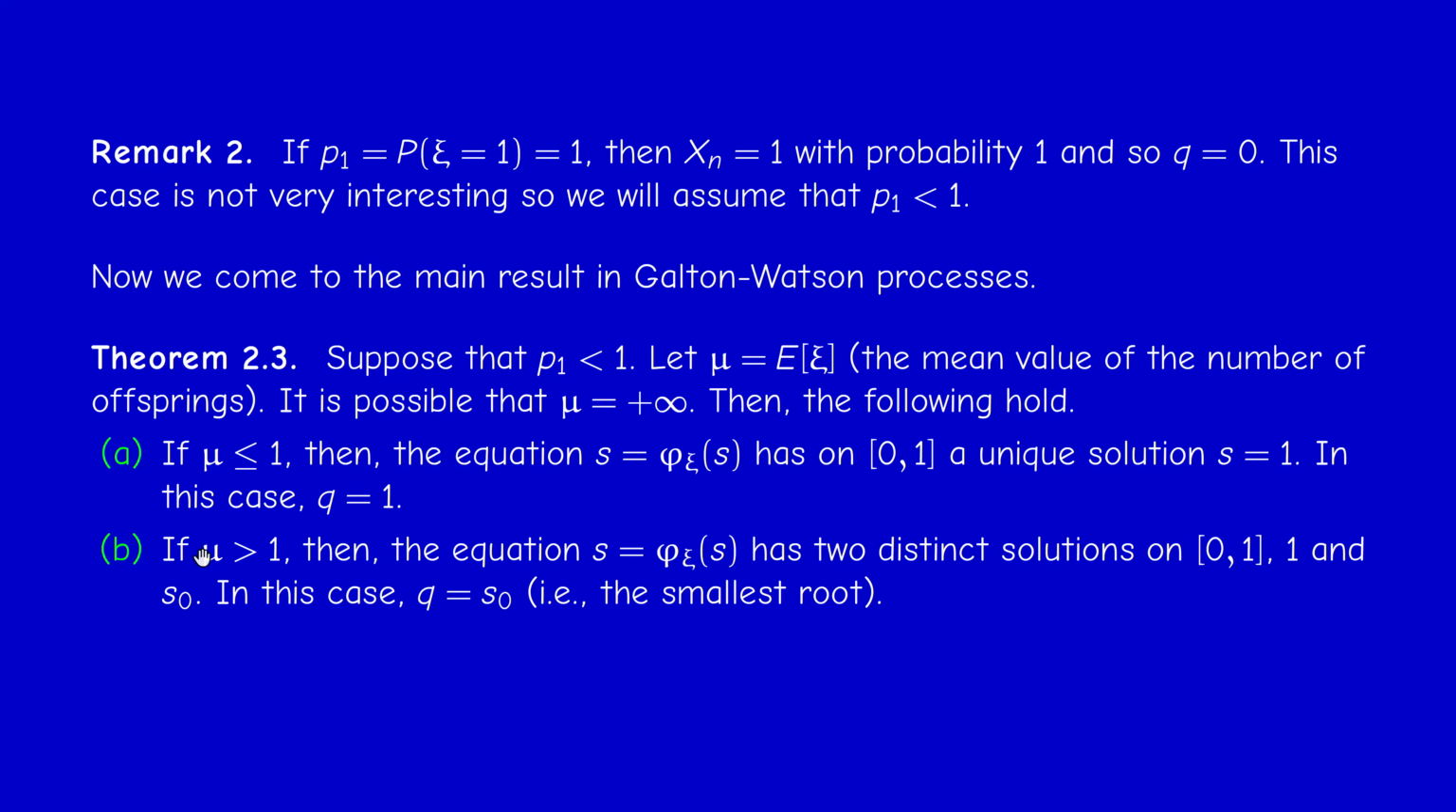Now, if the mean value of reproduction, so mu is the average number of offspring that each individual produces. Okay, so if the mean value of reproduction is bigger than 1, then the equation we want to solve has two distinct solutions on [0, 1], because we are seeking a probability solution, so we must work on [0, 1]. So we have two solutions. One is always a solution, and another one is strictly less than 1. And in this case, Q is necessarily the smallest root of the equation.